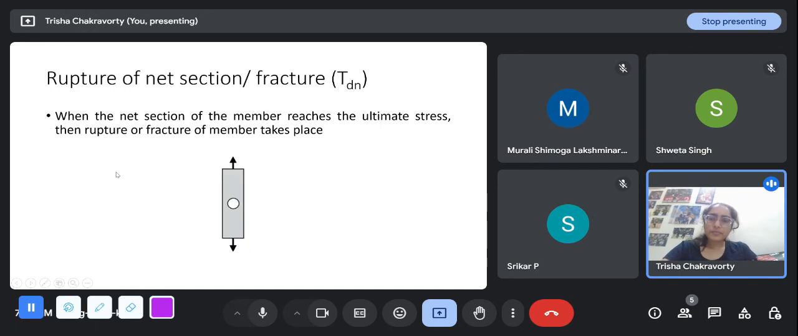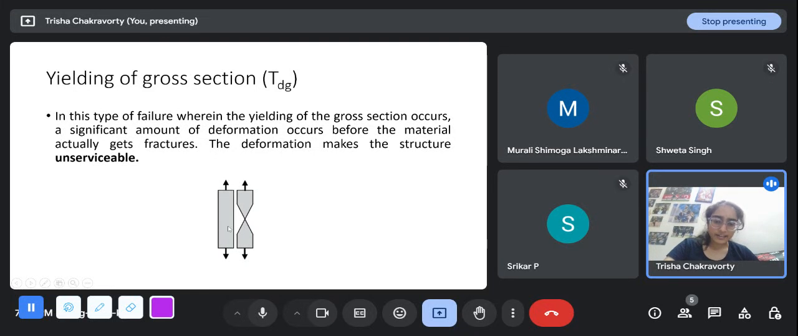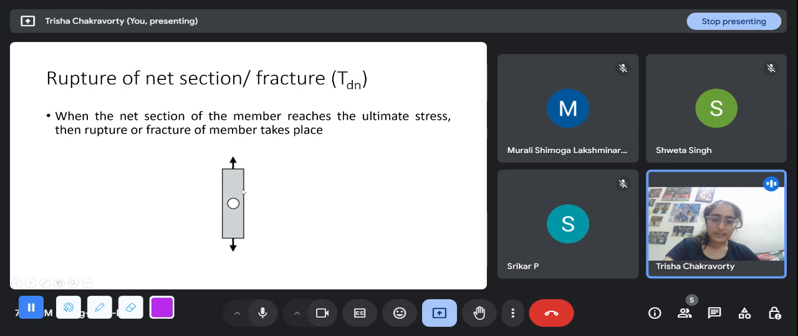Now the next is rupture of net section, or fracture. Here the deformation is occurring in the net section, so the holes are somewhere else. Maybe this section is a gross section, this can yield, but the net section will fracture. So when the net section of a member reaches the ultimate stress, this is the Fu, then rupture or fracture of the member takes place. But again, just remember that all these formulas that we are applying, we will anyway apply a factor of safety in the denominator.